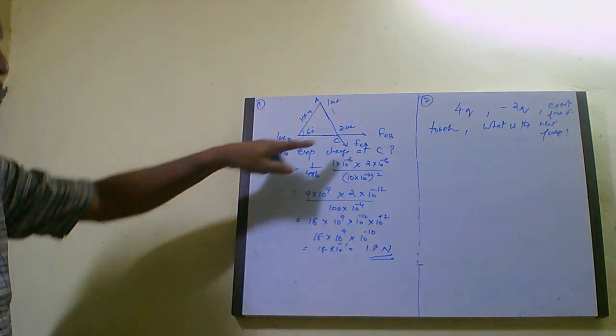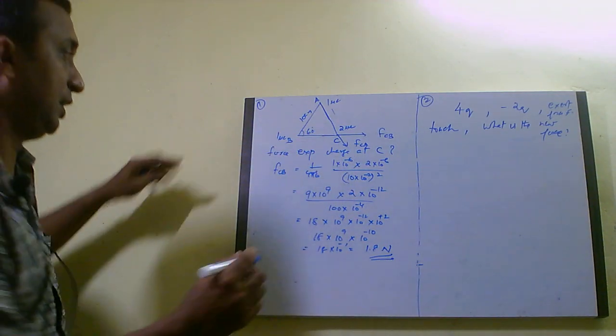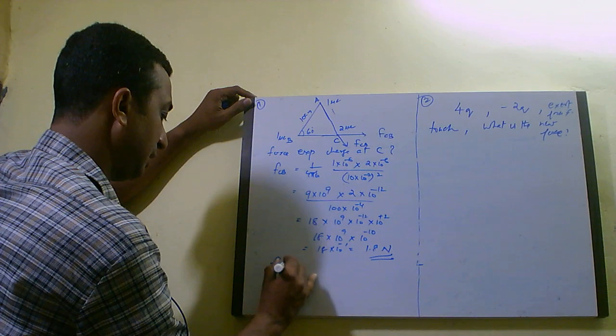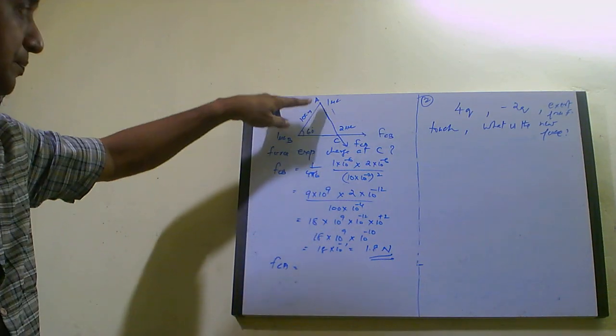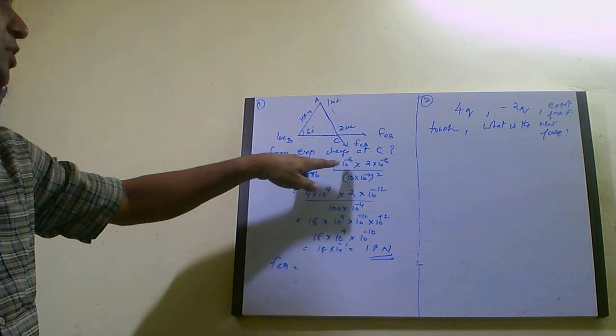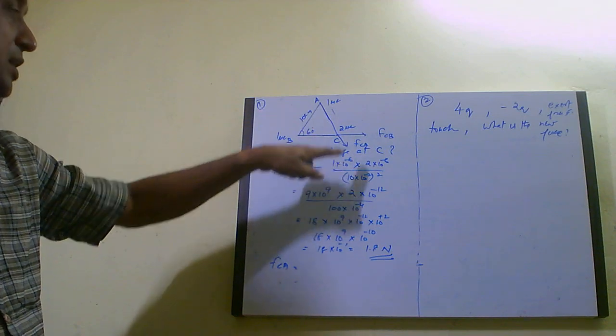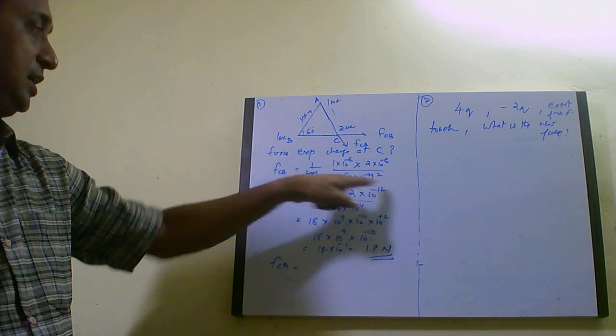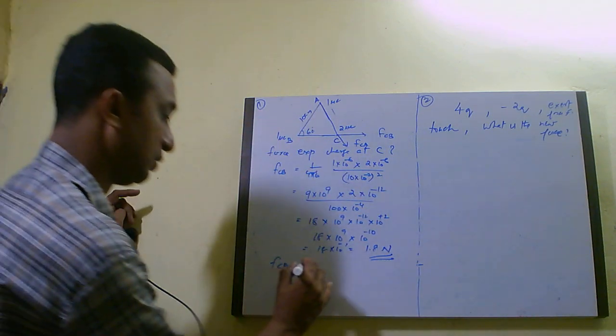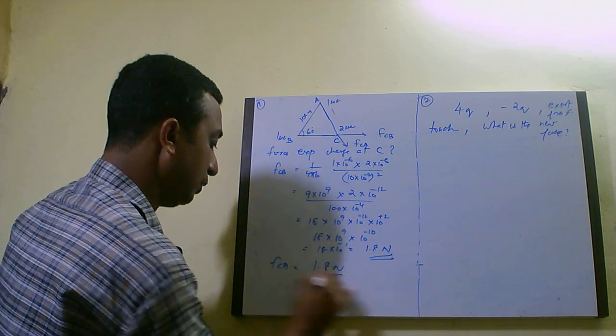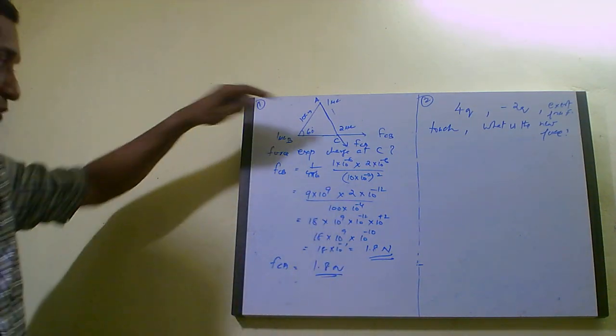So this is the force on C due to B. Similarly, for the force on C due to A, the magnitude is the same: 9 into 10 raised to 9, with 1 into 10 raised to minus 6 and 2 into 10 raised to minus 6, and the distance is the same, so you will get the same magnitude, 1.8 Newton. Now you got the two forces.